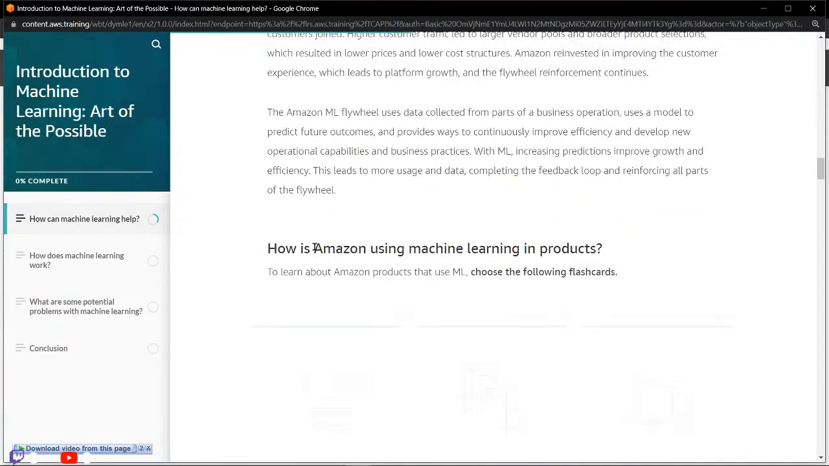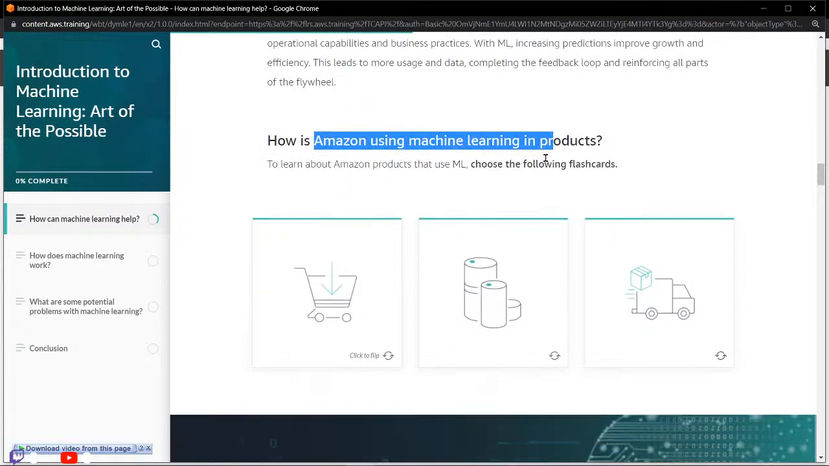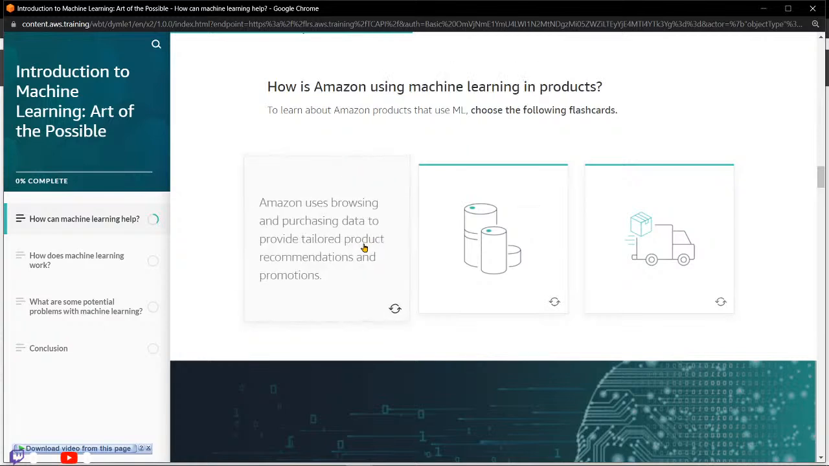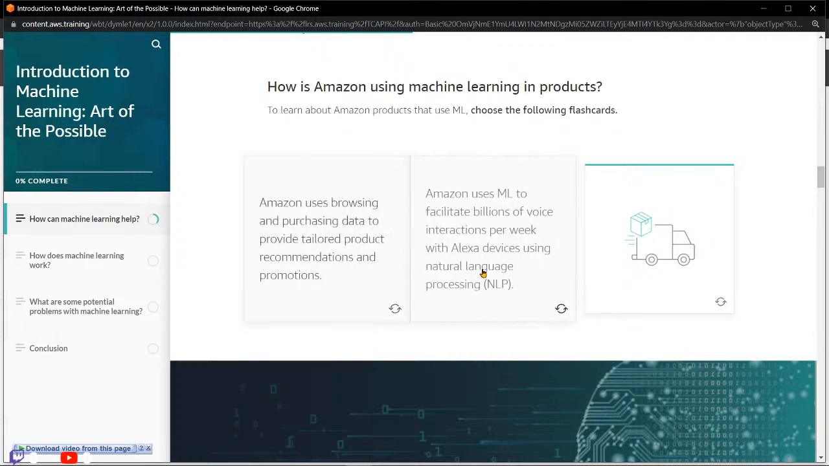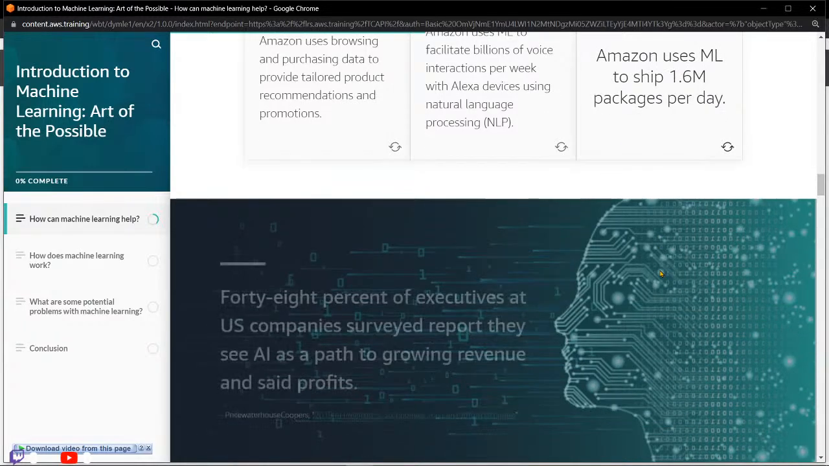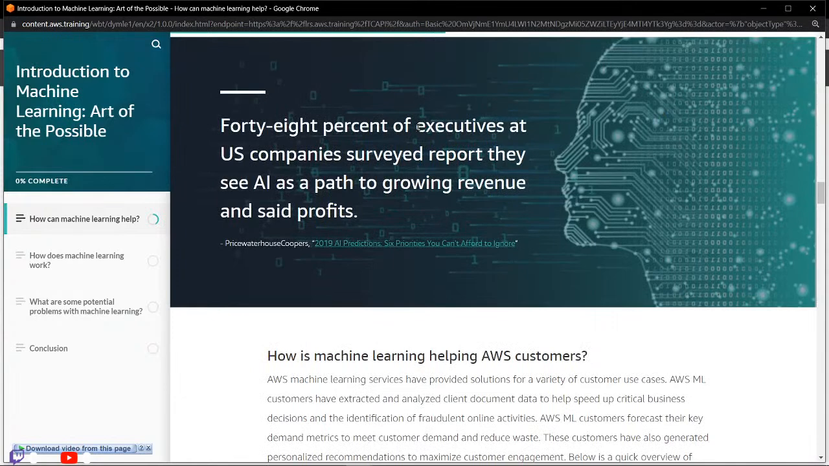Nice. So how is Amazon using machine learning in products? To learn about Amazon products that use machine learning, use the cart. Amazon uses browsing and purchasing data to provide tailored product recommendations and promotions. Amazon uses ML to facilitate billions of voice interactions per week with Alexa devices using natural language processing. Amazon uses machine learning to ship 1.6 million packages per day. 48% of executives at US companies surveyed report that they see AI as a path to growing revenue, sales, and profits.